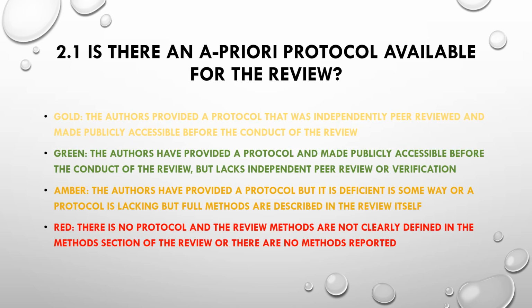So for this criterion, a gold rating indicates that the authors provided a protocol that was independently peer-reviewed and made publicly accessible before the conduct of the review. The green rating indicates that an a priori protocol was made publicly accessible before the conduct of the review, but lacks independent peer review or verification. A rating of amber indicates that review reliability is compromised either because the protocol is lacking or has some deficiency, though the methods may be adequately described in the review itself.